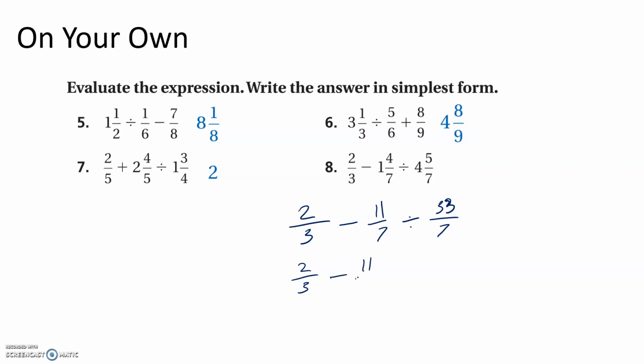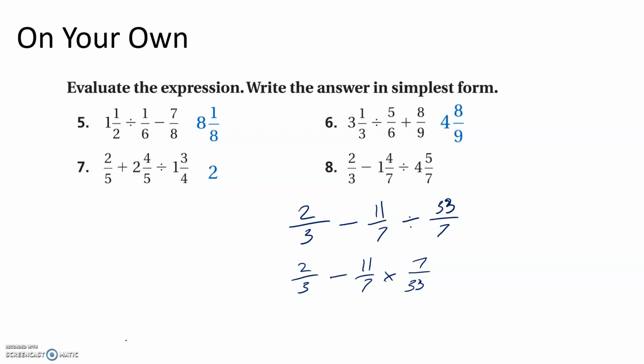2/3 minus 11/7 times 7. Oh wait, that was a 5. So 7/33. So that was a 5. Oh wait. Wait, no, it wasn't. All right, 11/7 times 7/33.